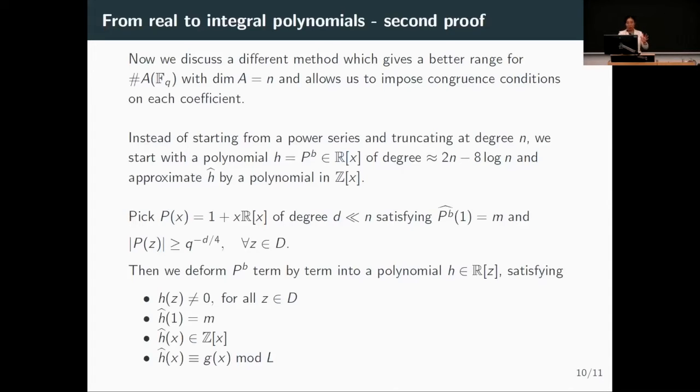To satisfy the following 4 conditions, which are exactly the desired conditions. So h of z does not vanish in the disk. h hat of 1 is the targeting number, and h hat of x is the integer polynomial. And moreover, it satisfies a congruence condition mod L. Okay, so how we did that was the following. We started with a polynomial satisfying 1 and 2. As you can see, I picked my p so that when I take my starting polynomial h, p to the b, the first two conditions are already satisfied, right? And all I want to do is to adjust to make the last two conditions satisfy.